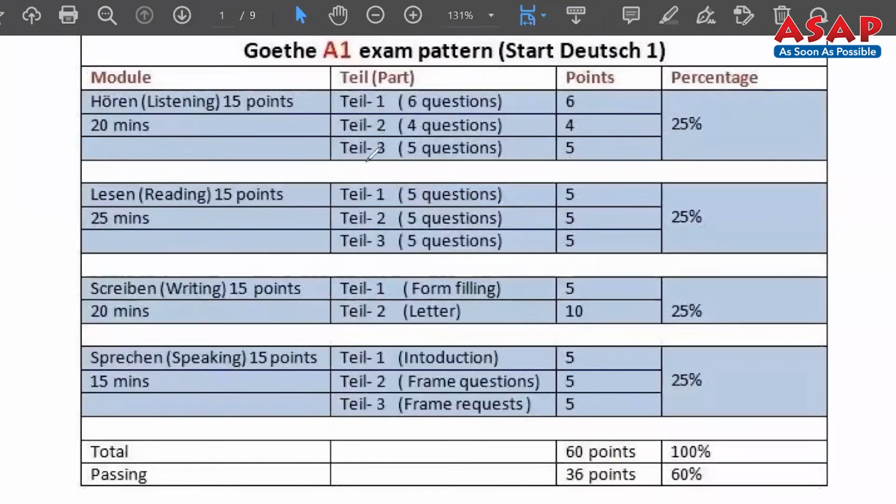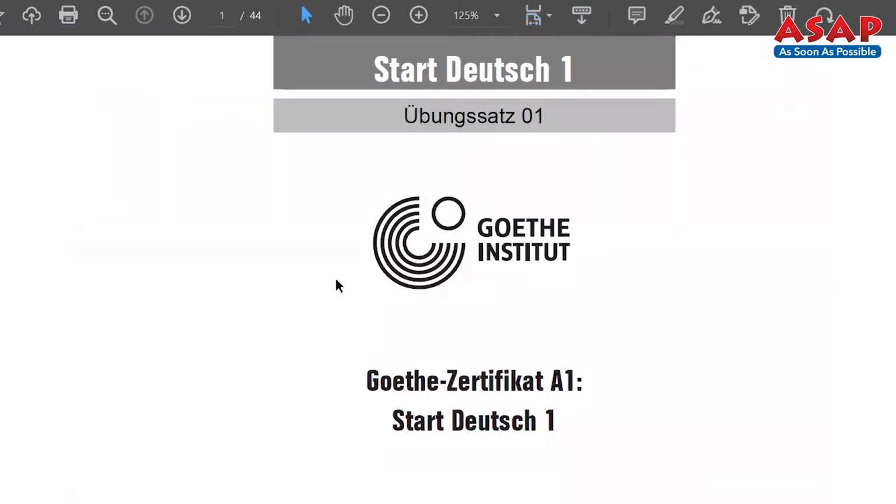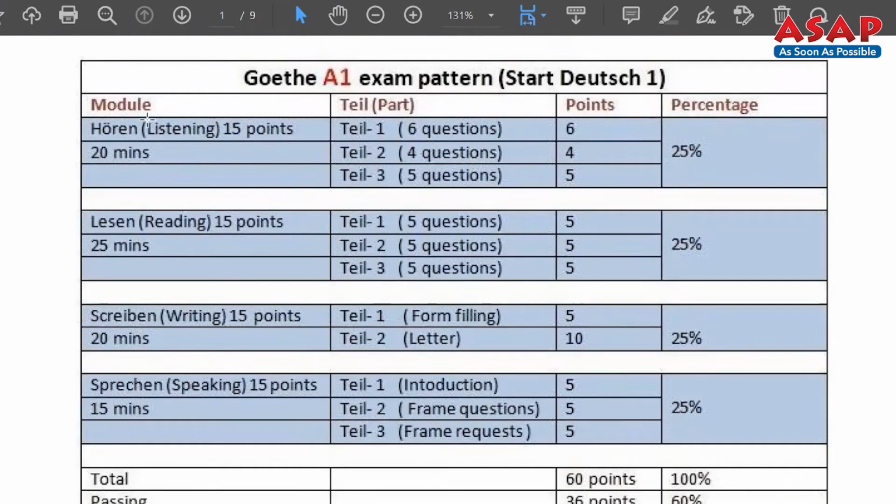So guys, now here I have everything in this table. Now I will explain you slowly one by one. This is Goethe A1 exam pattern. Pattern as in what modules are there, what questions are there, how many points, what is the percentage, passing and everything. Now we will discuss one by one module here, and I will show you the question paper also simultaneously, so you will get exact idea like how the question paper is, how does it look, and what the pattern is exactly.